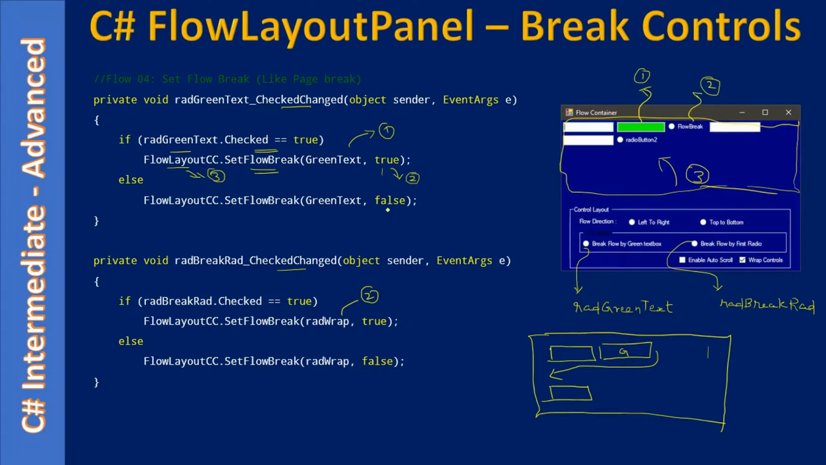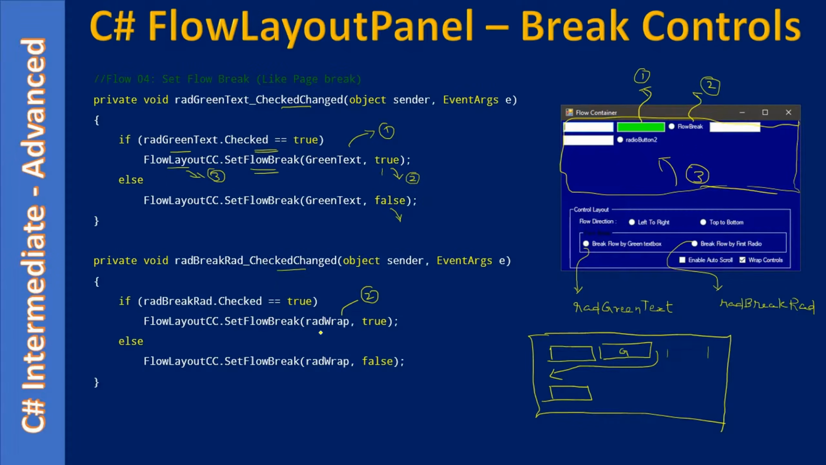To revert that flow break, you can once again call this method SetFlowBreak. You can specify the control and you can set it to false. Here we are setting it to false. That means since there is room, the control will go back here.